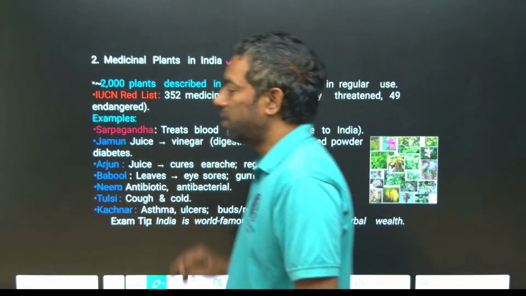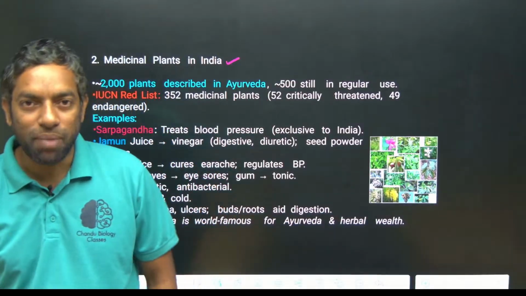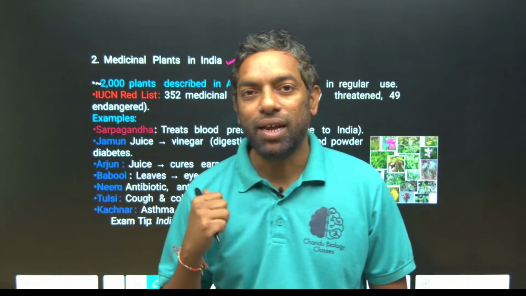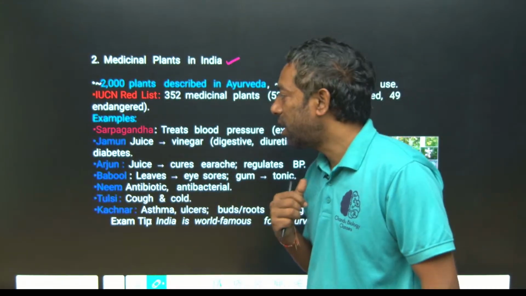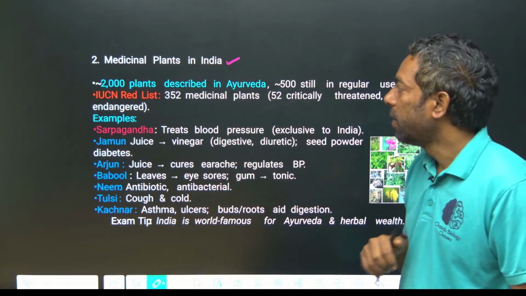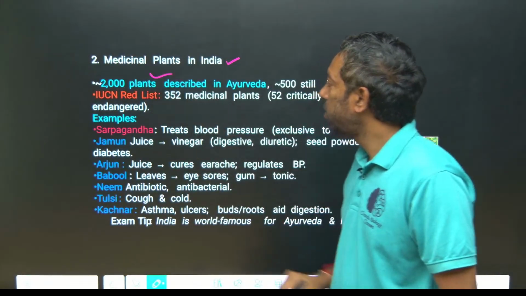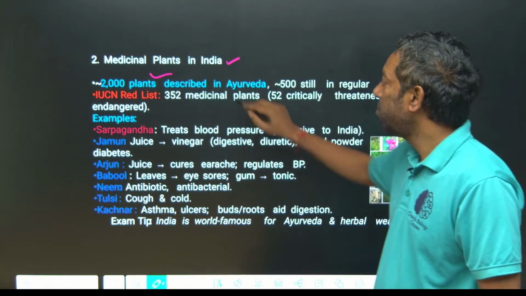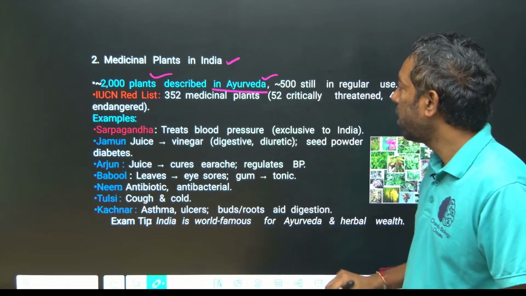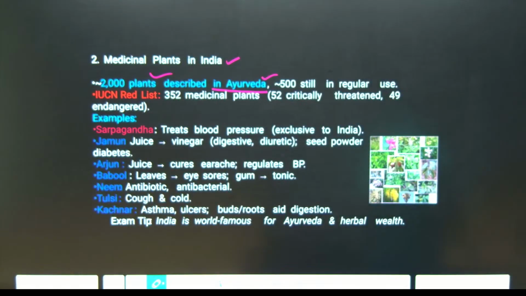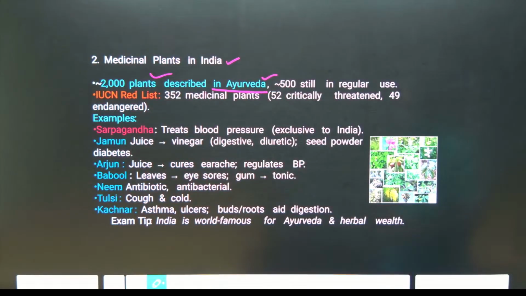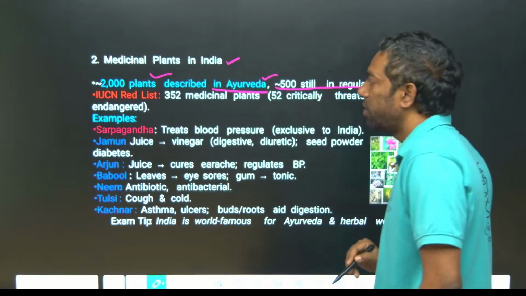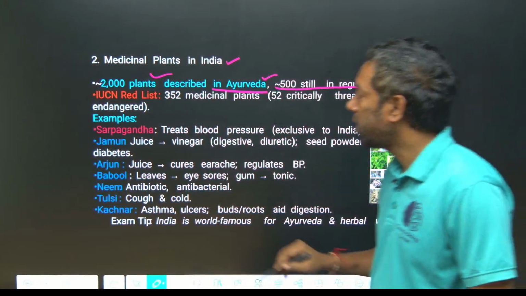Next, medicinal plants in India. They did ask previous year questions on medicinal plants. I took this topic from the NCERT, and they can ask you from NCERT. 2,000 plants are described in Ayurveda, and 500 are still in regular use.